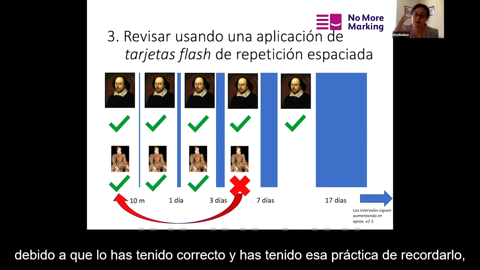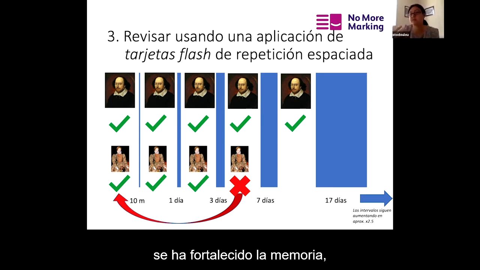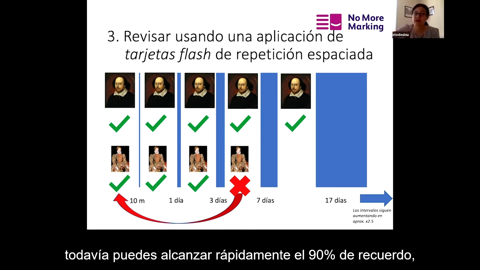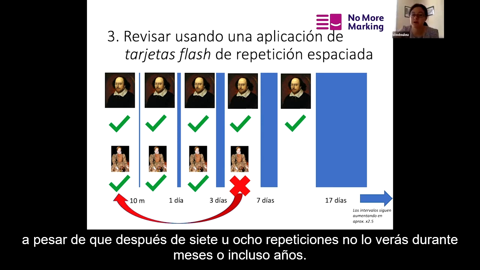But because you've been getting it right and you've been having that practice of recalling it, that's been strengthening the memory, you can still very rapidly get up to 90% recall, even though after 7 or 8 repetitions, you're not going to be looking at it for months or even years.